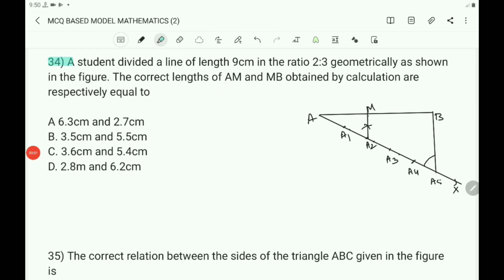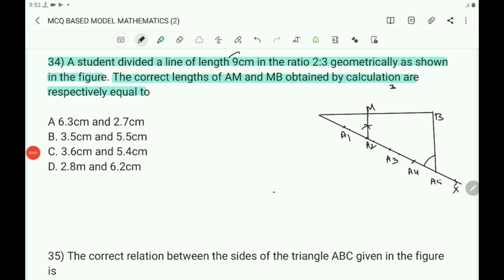Now you take the question number 34. A student divided a line of length 9 cm in the ratio 2:3 geometrically as shown in the figure. The correct length of AM and BM obtained by calculation are respectively equal to... Here by calculation how will you get? Here the ratio is 2:3. So for this AM, that is 2 parts. For this BM, that is 3 parts. So total length becomes 2 plus 3, 5.